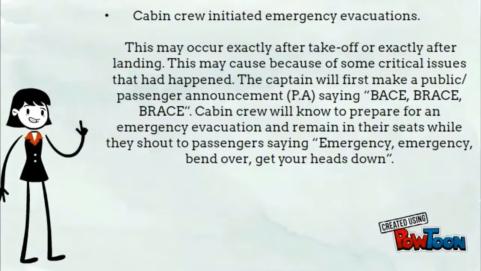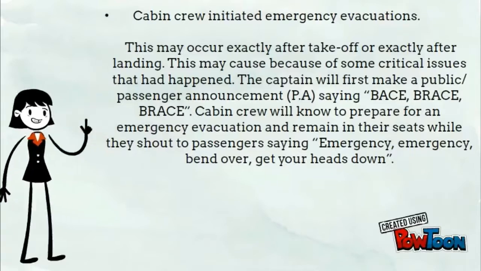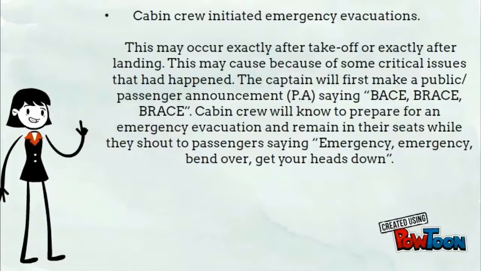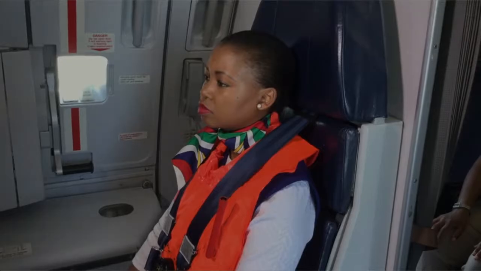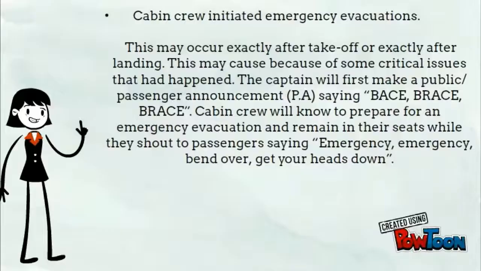Cabin crew initiated emergency evacuations. This may occur right after takeoff or right after landing. This may be because of some critical issues that have happened. The captain will first make a public or passenger announcement saying, Brace, brace, brace.